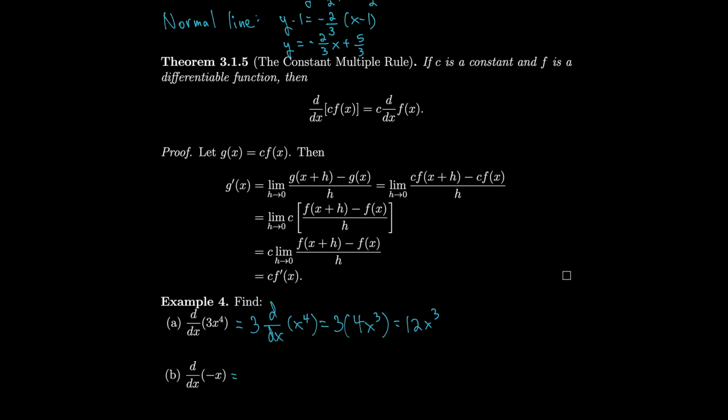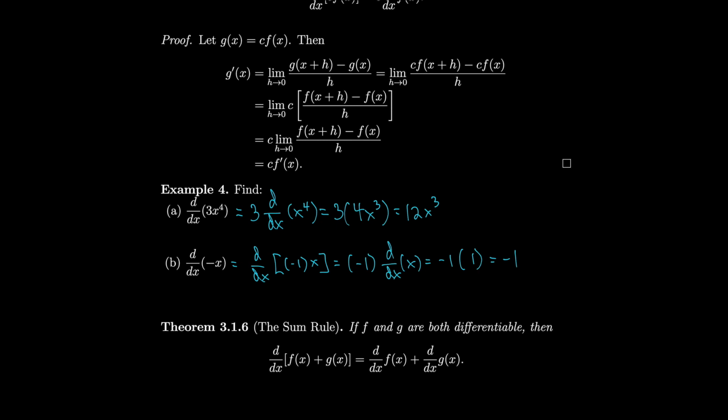Similarly, the derivative of minus x is the derivative of minus 1 times x. Since minus 1 is a constant, we can pull that out. So it's minus 1 times the derivative of x, which is 1. So this is just minus 1.